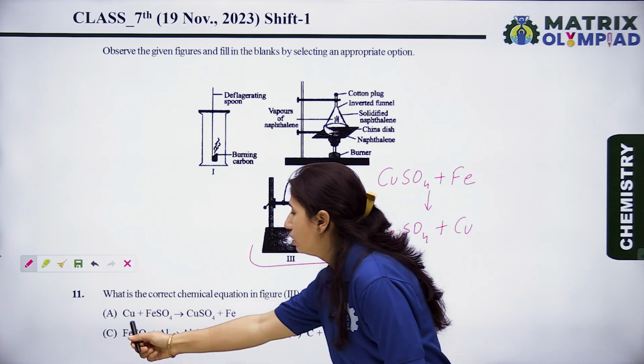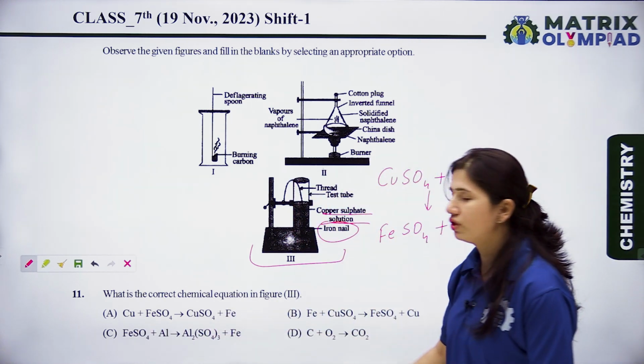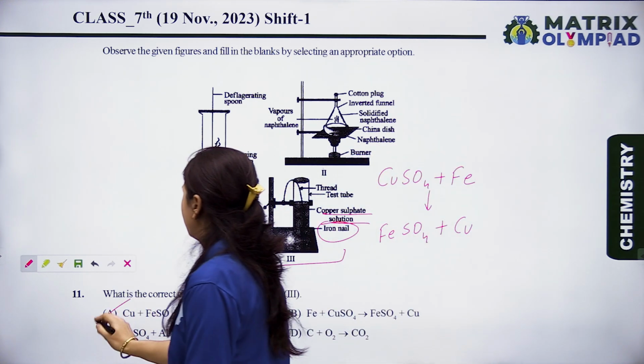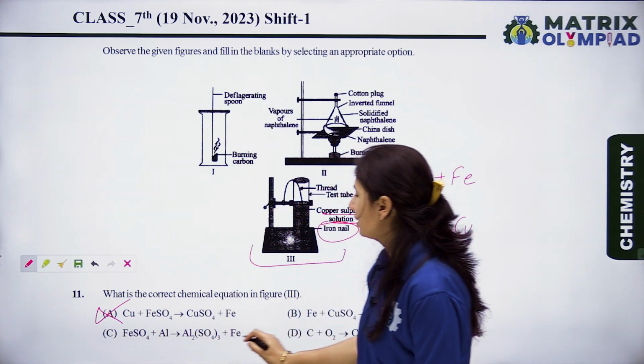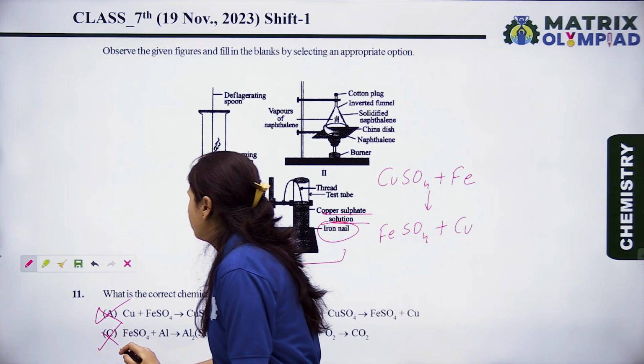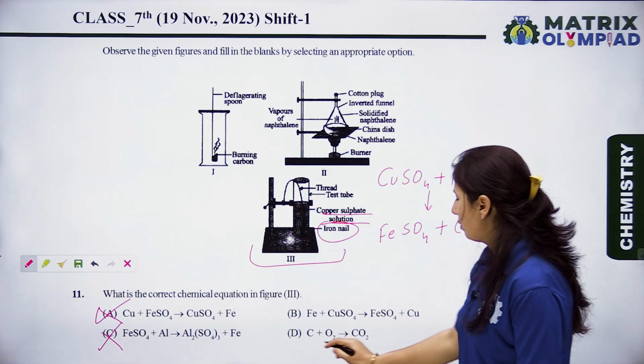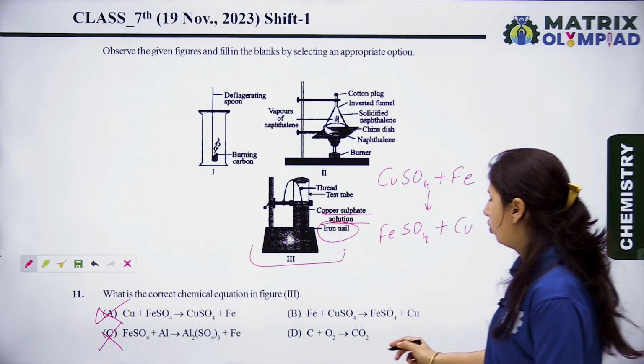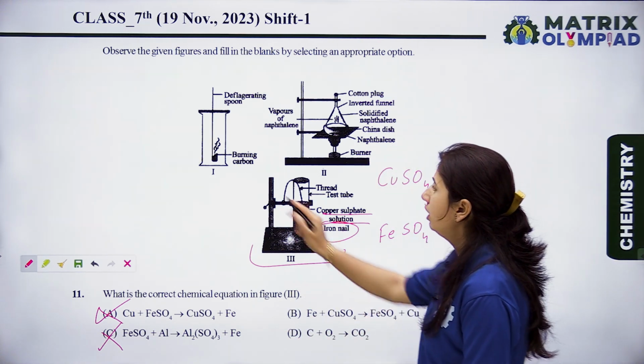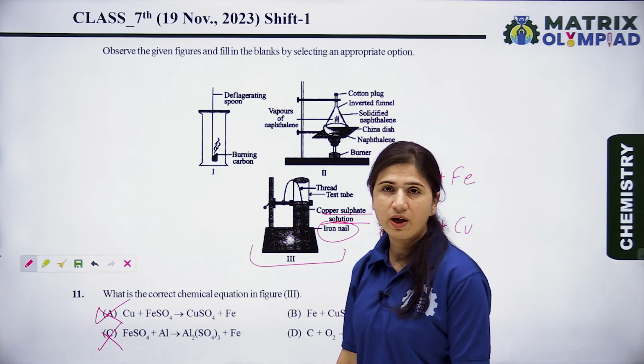The option is Cu plus FeSO4 gives CuSO4 plus Fe. No, it's a wrong statement. FeSO4 plus aluminium. No, it's also a wrong option because there is no aluminium. C plus O2 gives CO2. No, this will happen in experiment number first.